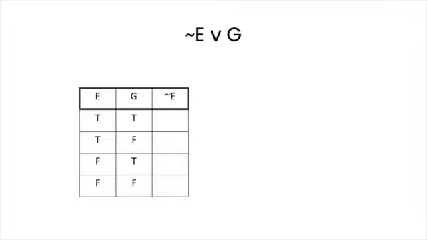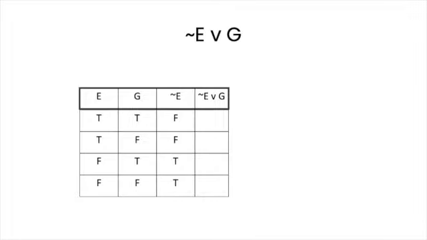Next, we do another column for the left disjunct, not E, which contains the negation. Here we simply follow the valuation rule of the tilde, which tells us to invert the truth tables with respect to the column that corresponds to the sentence that is being negated, which in this case is E.